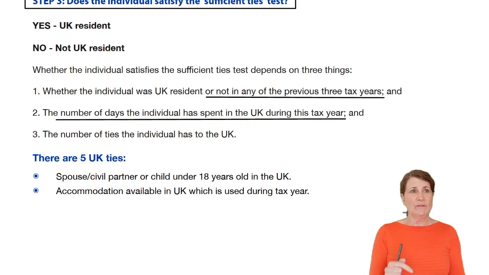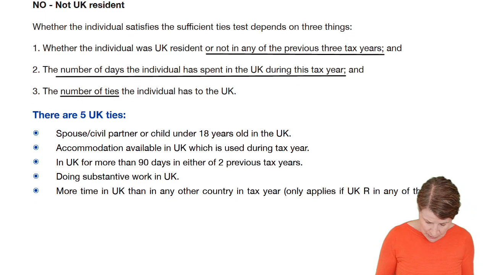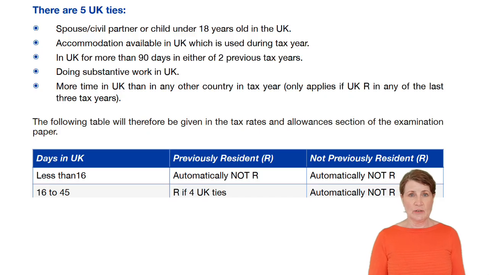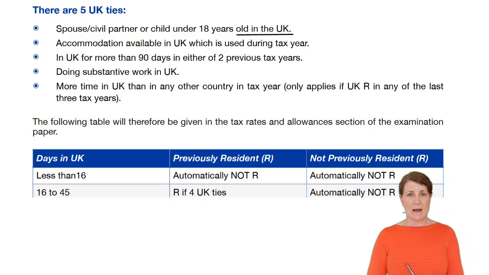Now, if you fall foul, if you like, of the sufficient ties test, then you are UK resident for the tax year. However, if you don't fall foul of the sufficient ties test, then you are overseas resident for the tax year, and that's it. There's no step 4. So where we've got the ties that we could potentially have, there are actually 5 ties. So one of them I've already mentioned. If you've got a spouse and children aged under 18 who are resident in the UK, that would represent a tie to the UK.